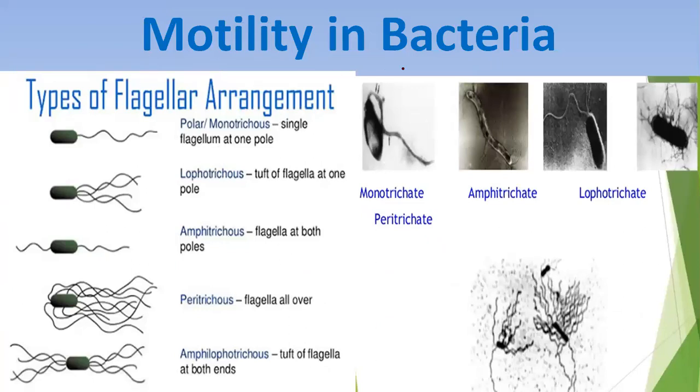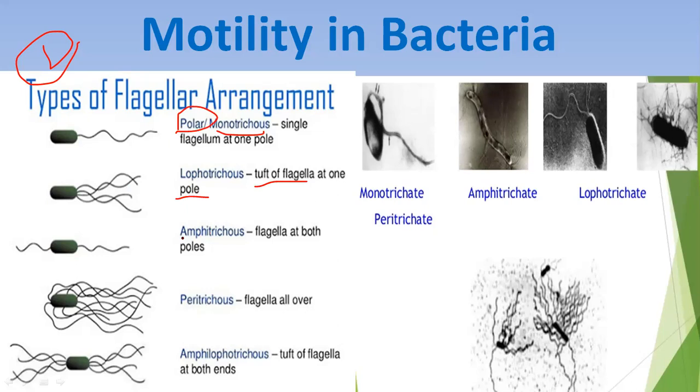Now we will see some types of motility in bacteria, which depends first of all on flagella. Flagella are a very important part of the bacterial cell, used for the movement of bacteria from one place to another. Bacteria are also classified on the presence of flagella. If there is one flagellum at one side, that is called polar or monotrichous. If lots of flagella are present at one side, they are called lophotrichous.